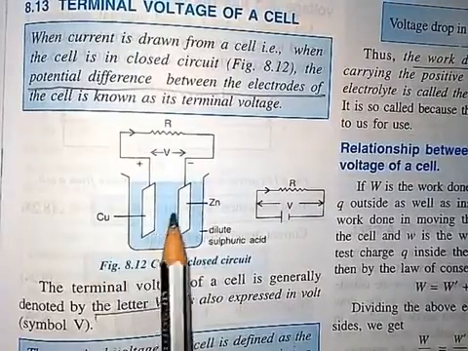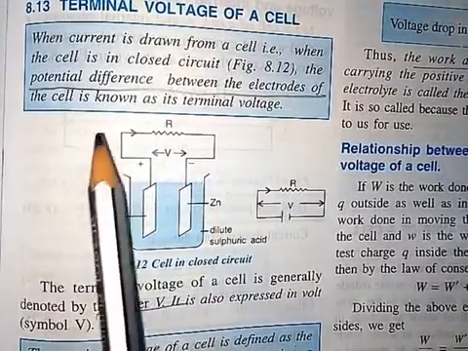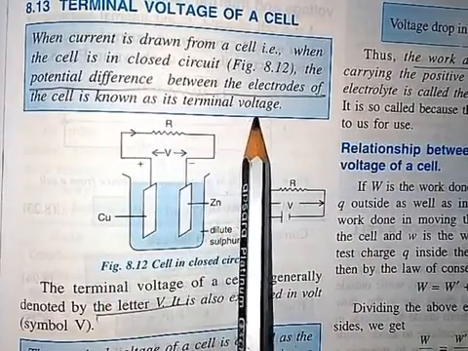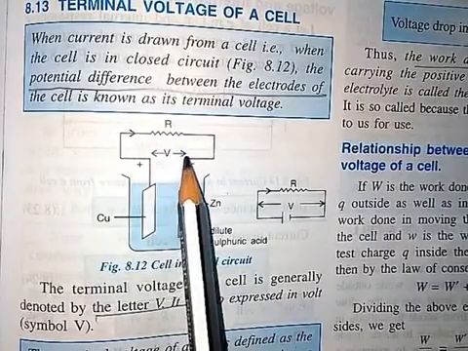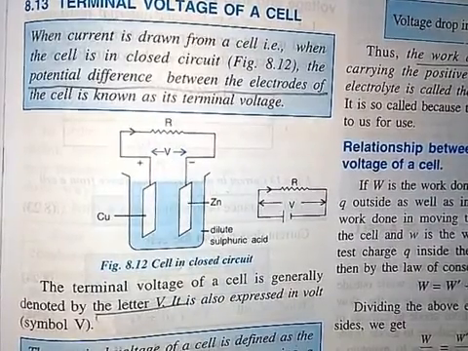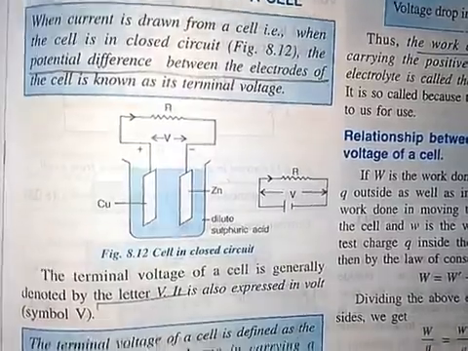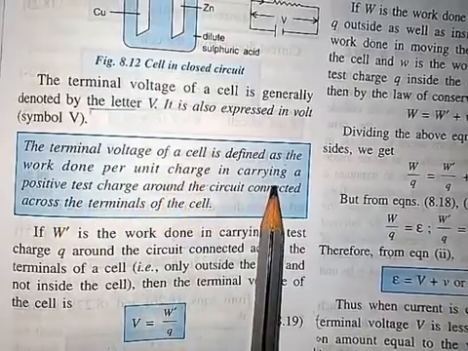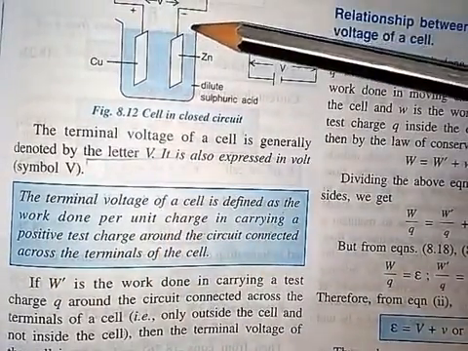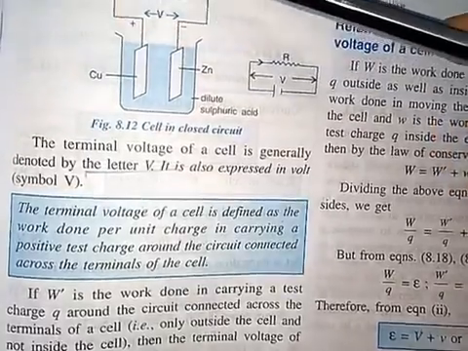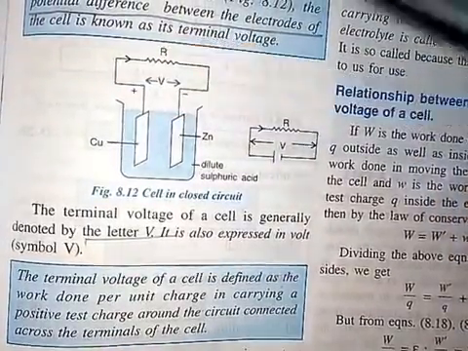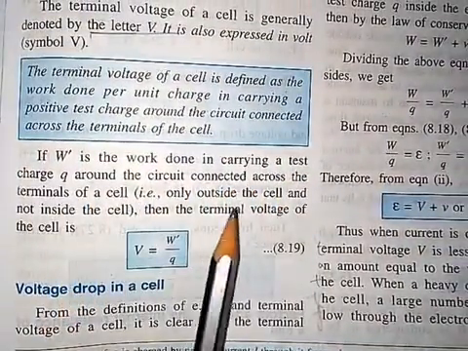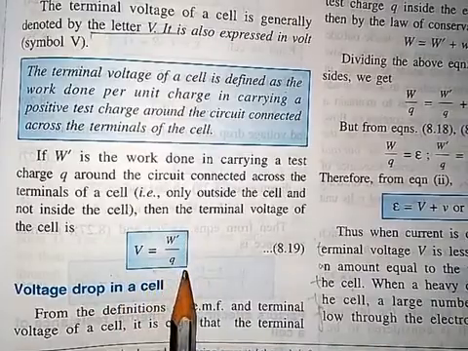When the cell is in a closed circuit, that is, we are drawing current from the cell, the potential difference between the electrodes of the cell is known as its terminal voltage. It is denoted by capital V and its unit is also volt. The terminal voltage of a cell is defined as the work done per unit charge in carrying a positive test charge around the circuit connected across the terminals, that is over here. If W dash is the work done in carrying a test charge Q around the circuit, then V equals W dash upon Q.